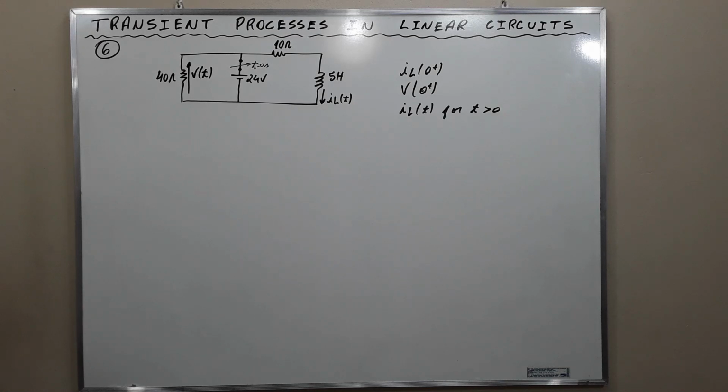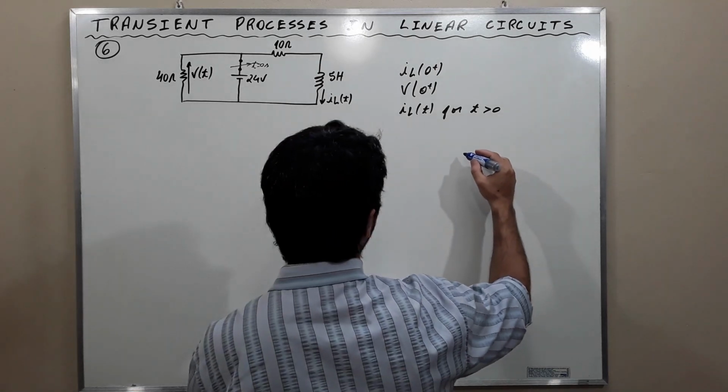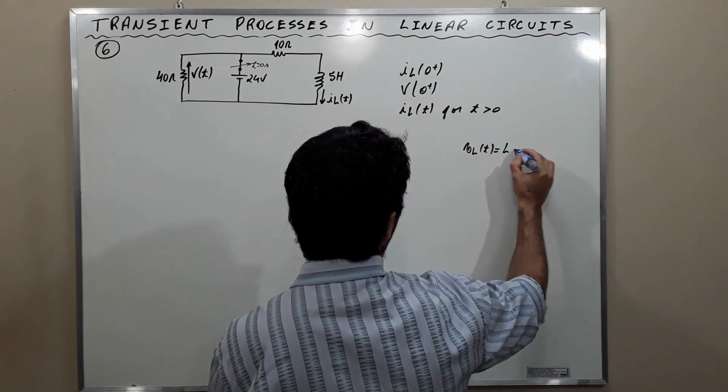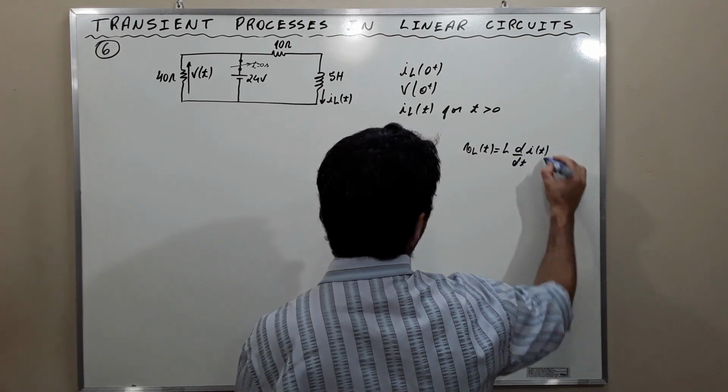Observe that in steady state, before the switch is opened, the inductor is behaving as a short circuit. Okay? How do we know it? We know that VL of t is equal to L times the derivative with respect to time of I of t.